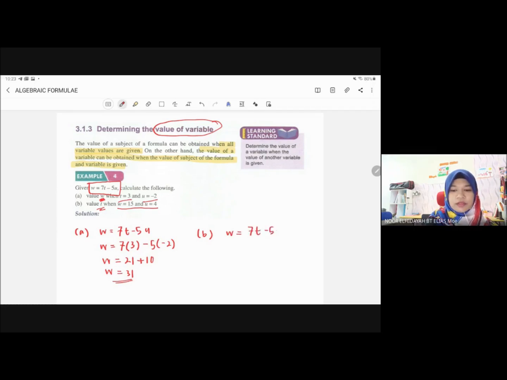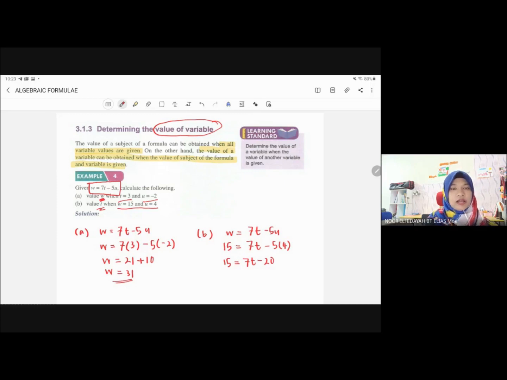Okay, so then you substitute the value. W is 15, equals to 70 minus 5U. Sekarang kita nak cari value T. U is 4. Alright, then calculate. So here 15 is equal to 70 minus 20.